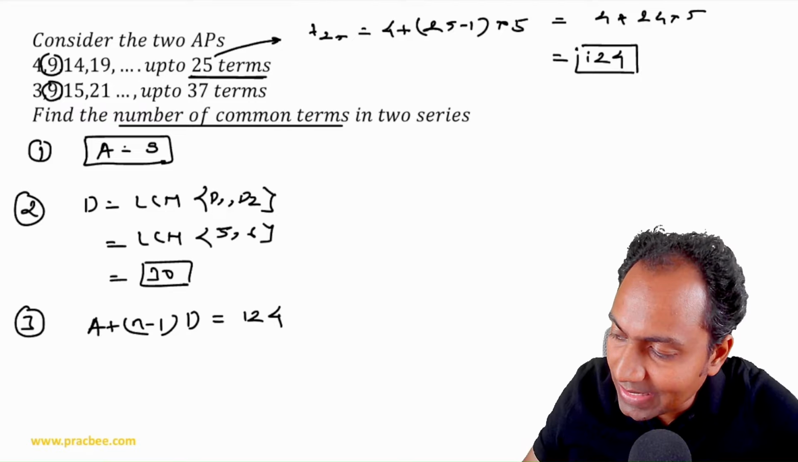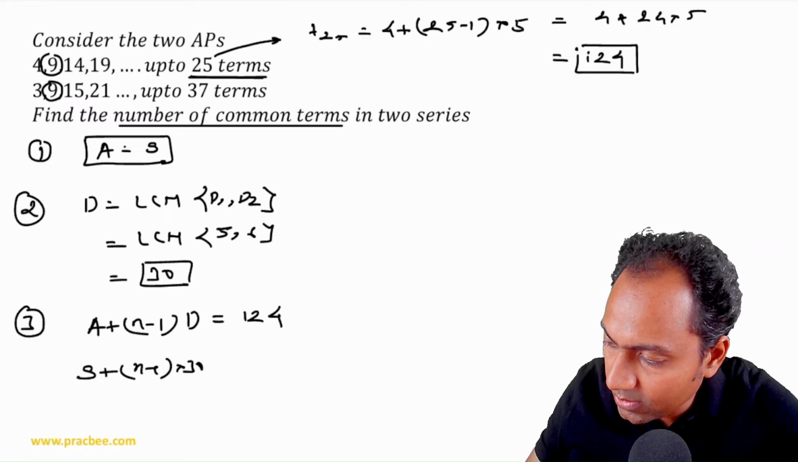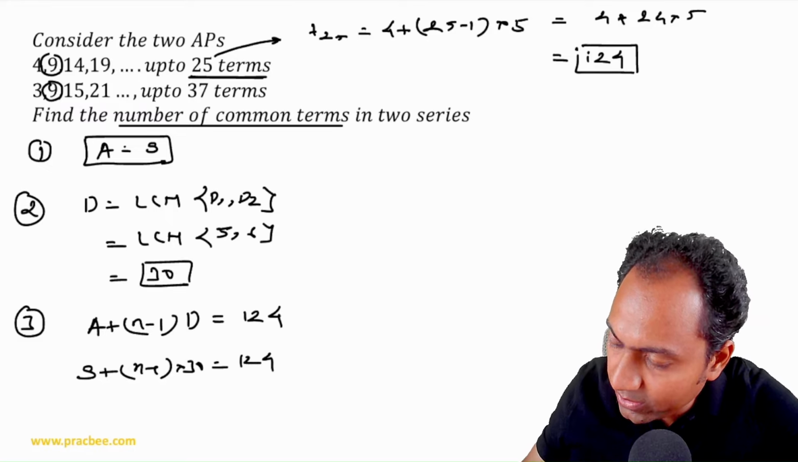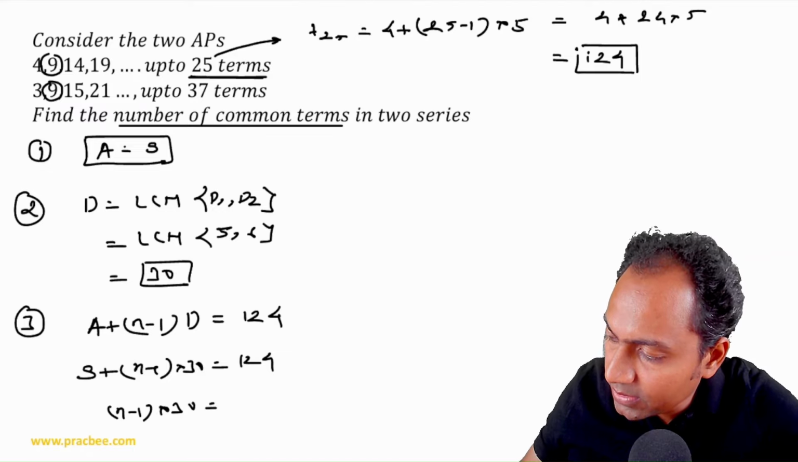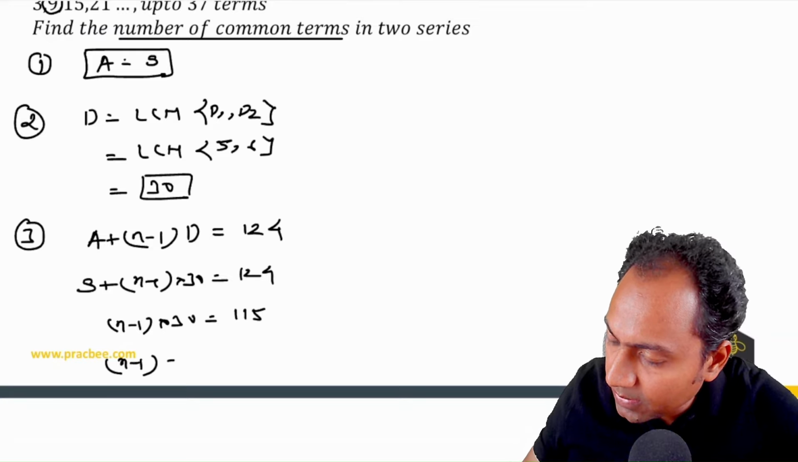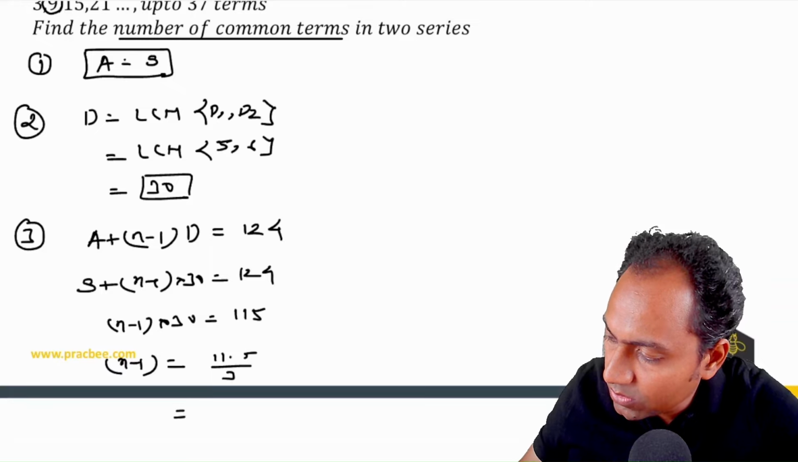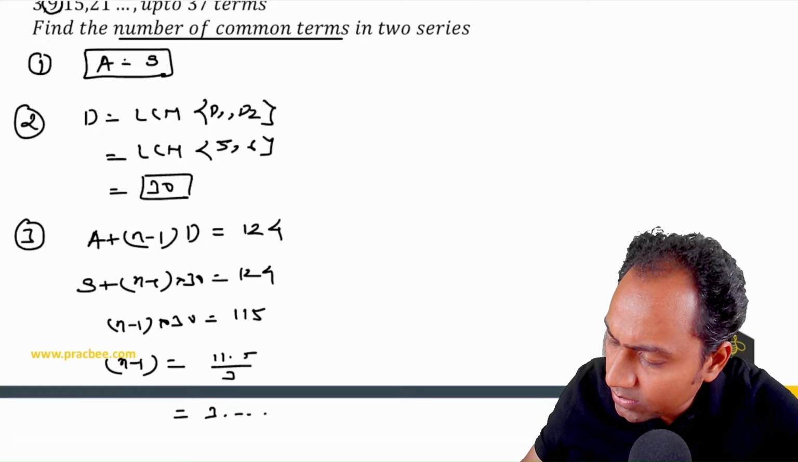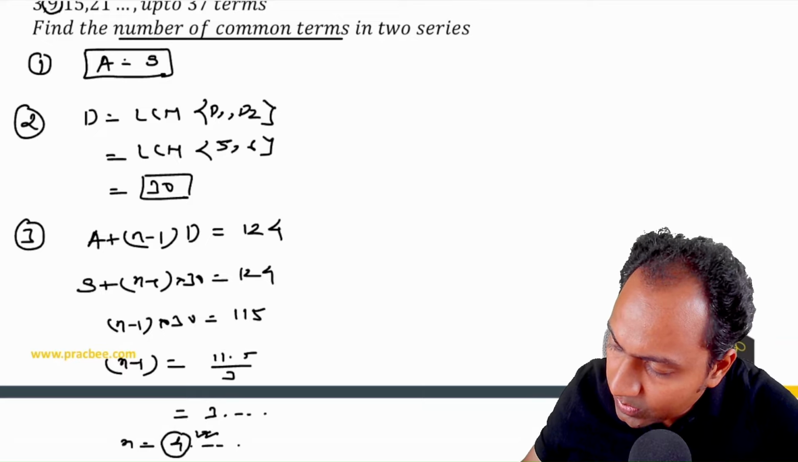So once you have done that, the value of A is nothing but 9, n minus 1 into 30 we can put. It comes out to be nothing but 124. So the value of n minus 1 into 30 would be nothing but 115. And if I divide it by 30, it comes out to be 11.5 by 3. So you can see that this will come out to be 3 point something. So the value of n will be nothing but 4 point something. You can see that the common terms would be nothing but 4.